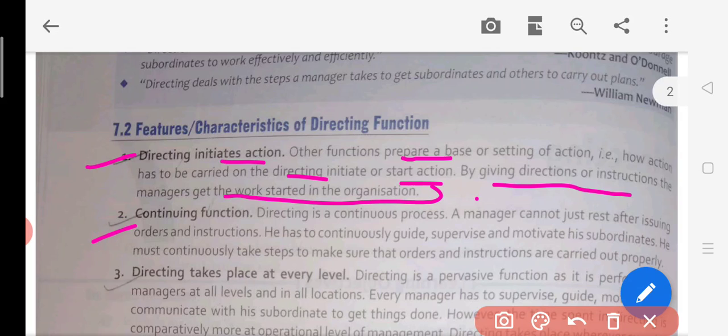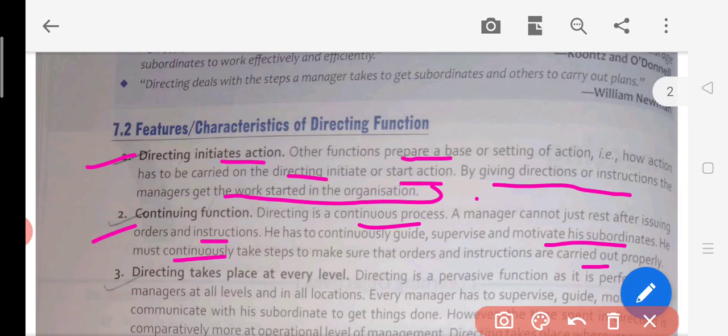Then second point, continuing function. So this is also a continuous process, just like the staffing function and planning function. Direction is also a function and it will be continuous, it is not going to stop. So a manager cannot just rest after issuing orders and instructions. He has to continuously guide, supervise and motivate his subordinates. He must continuously take steps to make sure that orders and instructions are carried out properly.